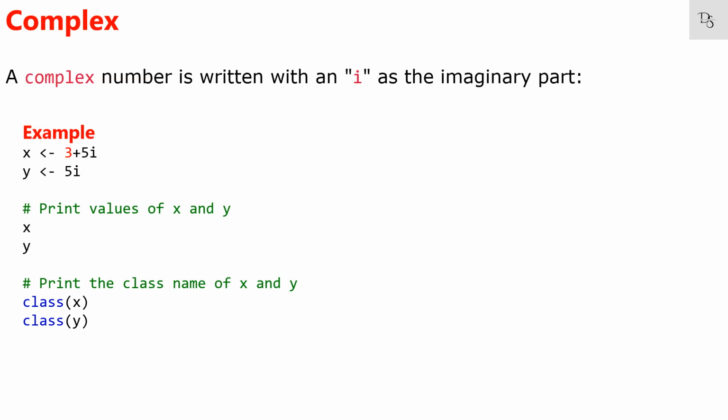In complex data type, a number is written with a pure imaginary part i. For example, x equals 3 plus 5i or y equals 5i. If you print x and y, we get 3 plus 5i and 5i. Class of x and class of y is complex data type.